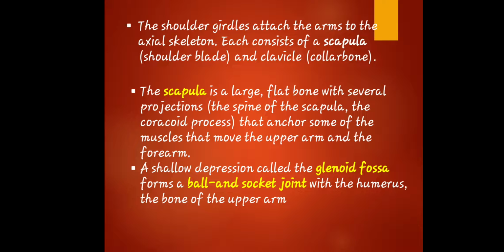Our deltoid is responsible for flexion and medial rotation of the arm. It is also responsible for abduction, extension, and lateral rotation. So that is actually the explanation why we can move our arm and we can move our shoulder.